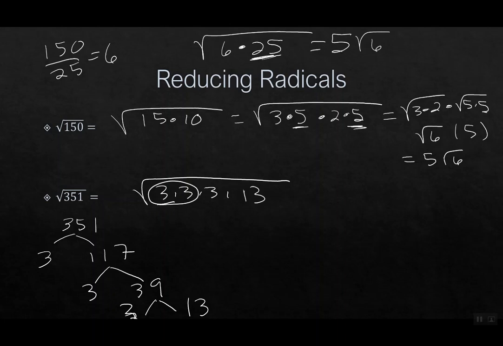For squares, you're looking for a pair. So I have a pair of 3's. So that pair of 3's becomes a 3. And then the 3 times 13, that doesn't simplify any. So we're just going to go ahead and multiply that back together and say this is 3 times the square root of 39.